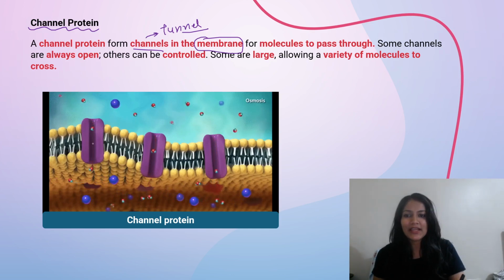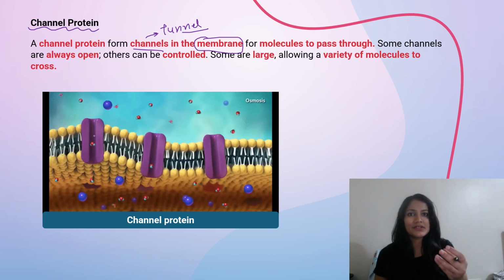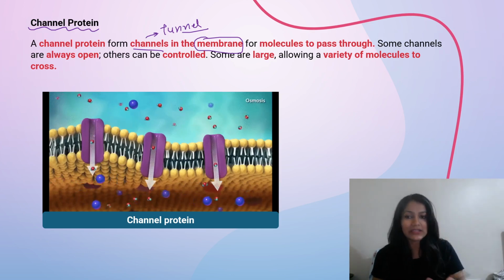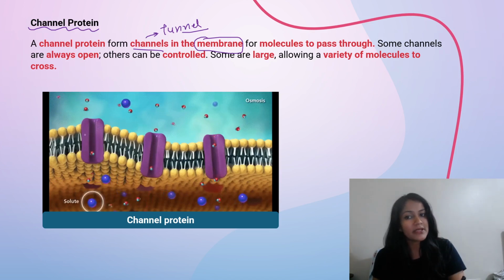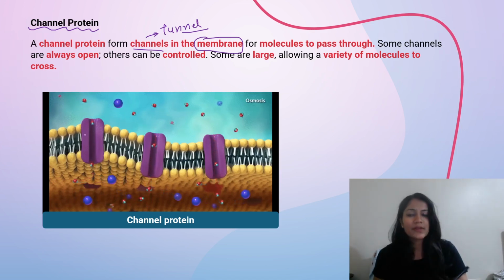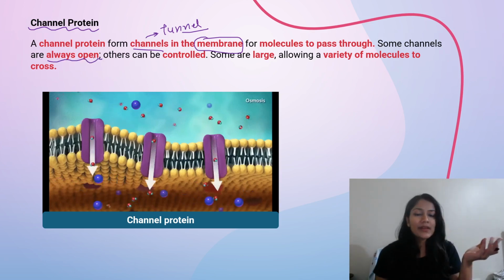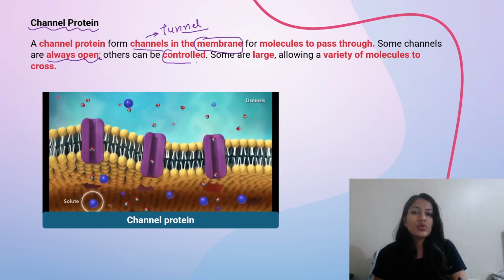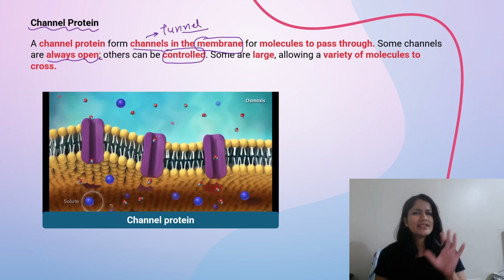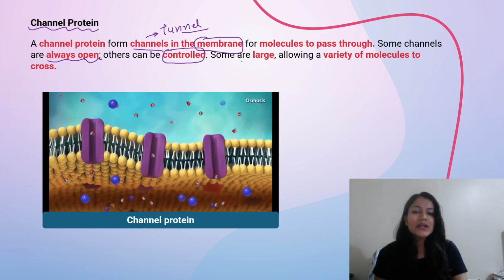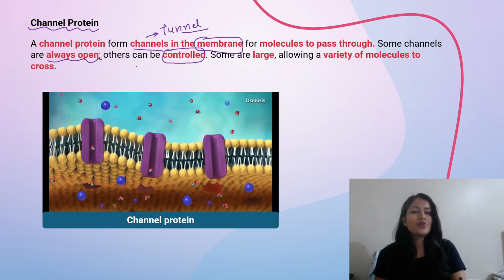As you can see, the entire membrane is pierced, right? There is presence of a channel, a tunnel. एक पूरी की पूरी टनल बन गई है जहां से हमारे पास मॉलिक्यूल्स मूव कर रहे हैं. सो सम ऑफ देम आर ऑलवेज ओपन. कुछ तो हर वक्त ओपन रहते हैं. कुछ हमारे पास कंट्रोल्ड होते हैं, विच मीन्स दे आर ओपन इन अ स्पेसिफिक कंडीशन ओनली. Some are large, allowing the variety of molecules to cross.